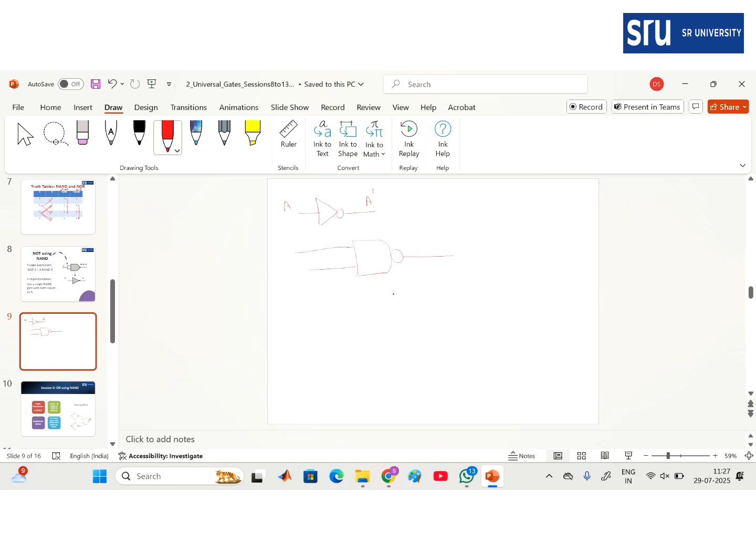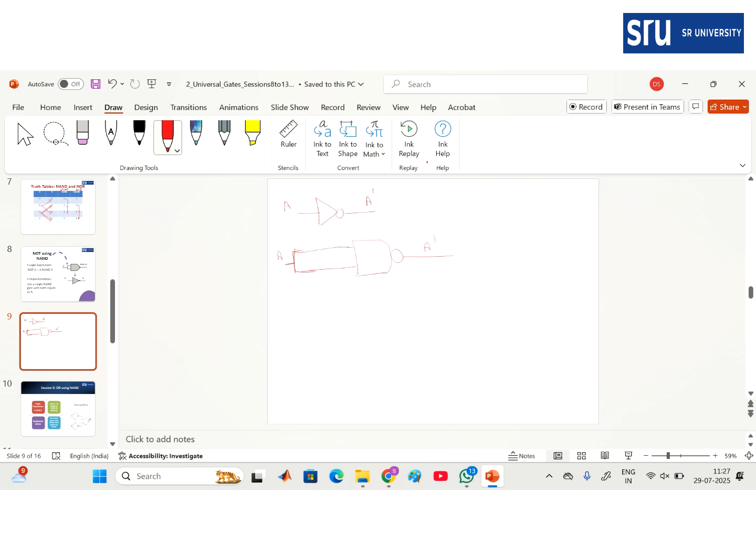So how to develop this using the NAND gate? One input I require, right? So suppose I take a short circuit, that is shorting of these two inputs and giving them to a single input, that is A, then it will generate the output.